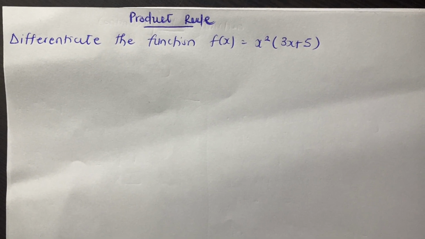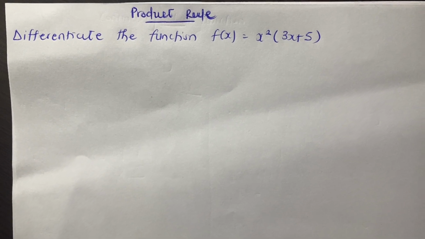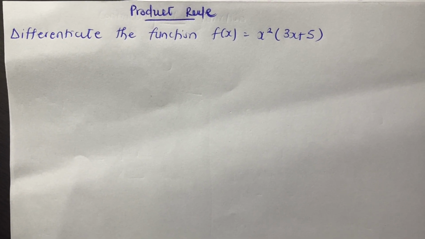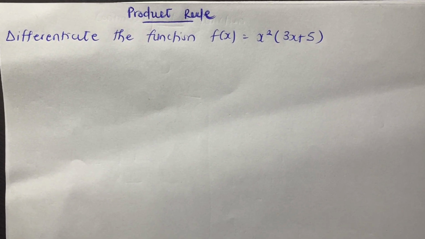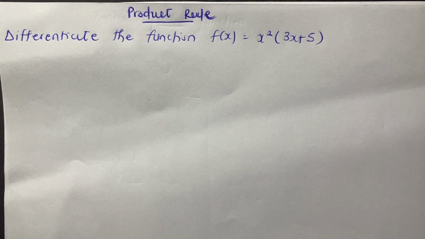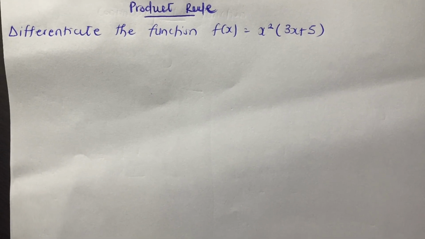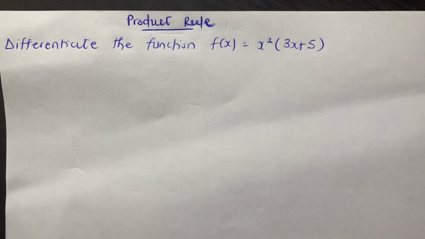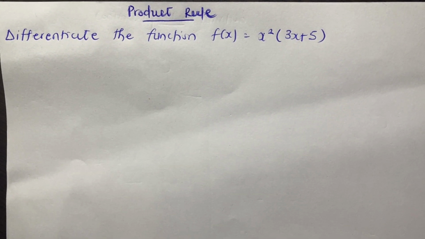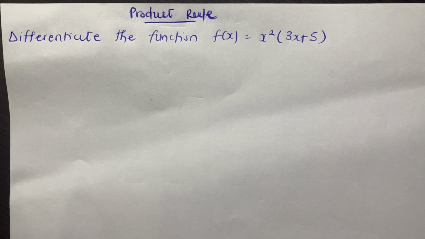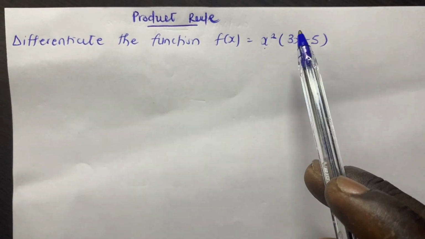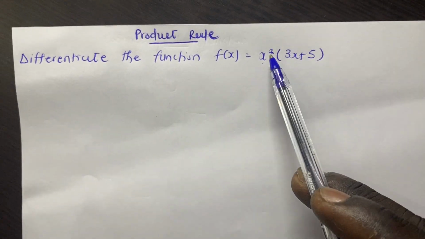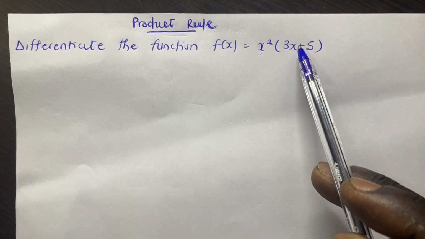Today we are going to look at differentiation, and then under differentiation we are going to look at something we call the product rule. Most often, when we are differentiating functions, we have single functions and then we differentiate. What if we have two different functions that have been multiplied to give us a single function? In this case, we have x squared and here we have 3x plus 5. There are two different functions that we have to differentiate, right?